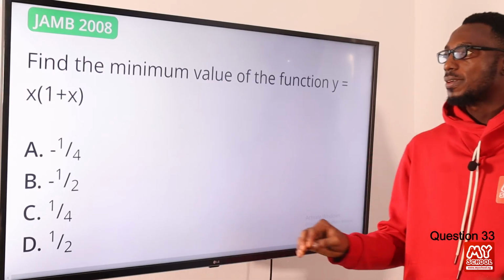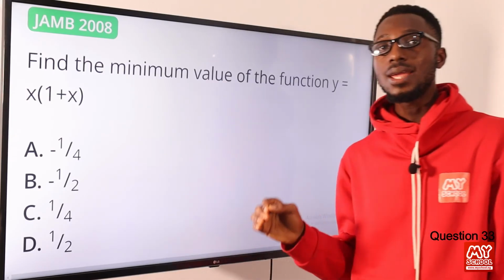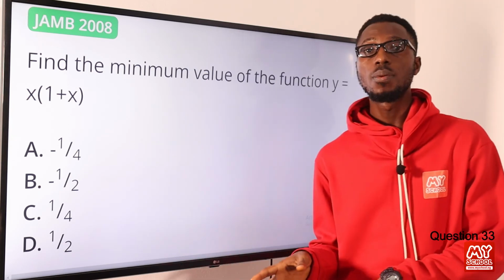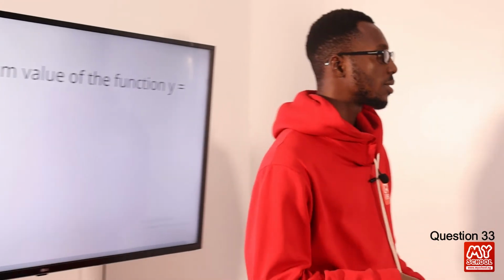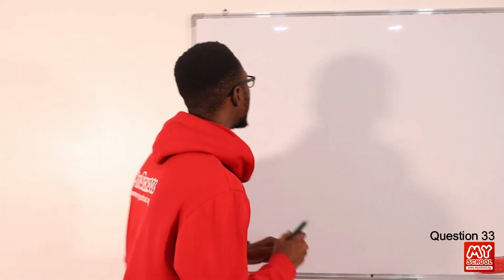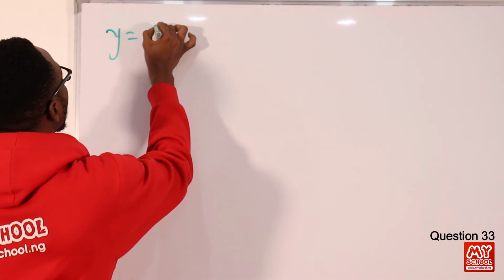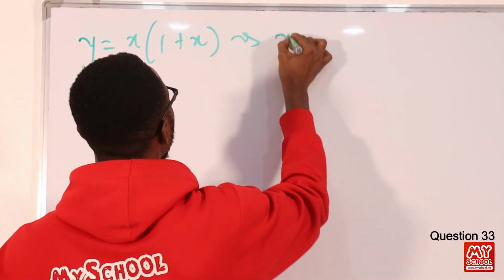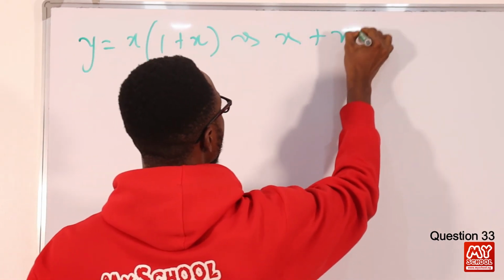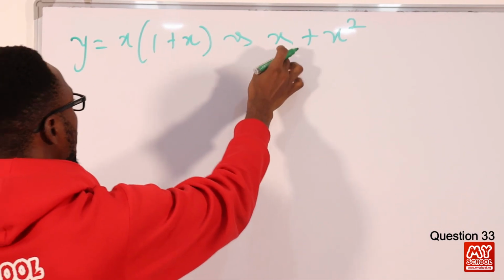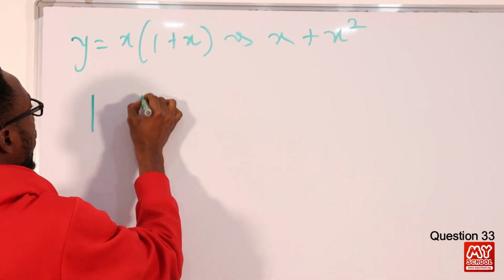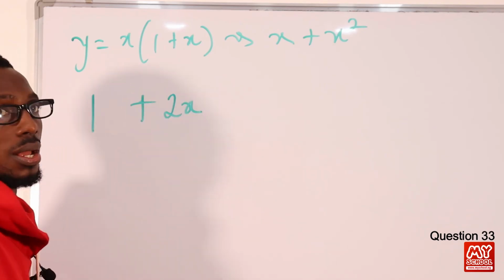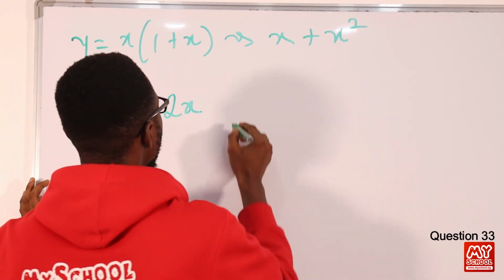Question 33. We are asked to find the minimum value of the function y equals x open parenthesis 1 plus x close parenthesis. At first, I have to expand my brackets. I have x times this, plus x squared. So right here I differentiate. If I differentiate this, it's going to give me 1 plus, if I differentiate x raised to power 2, that will give me 2x.